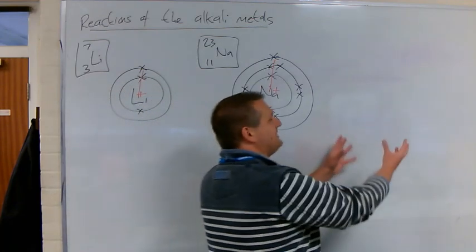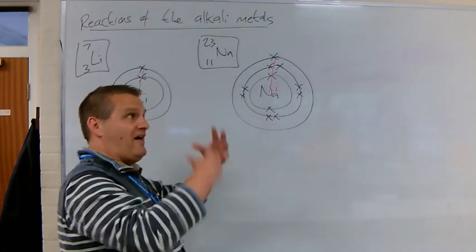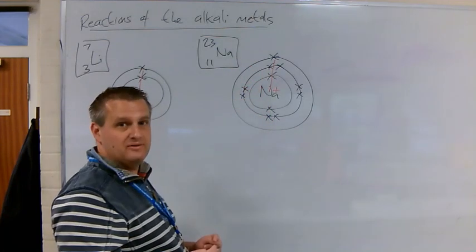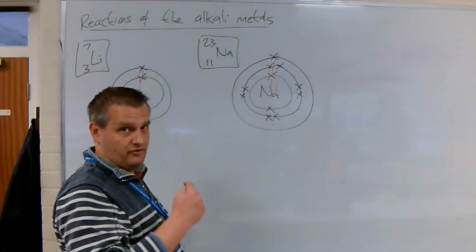If you were to draw potassium, it'll be bigger again, and therefore more reactive, and so on down the group. And that's why in alkali metals they get more reactive as you go down the group.